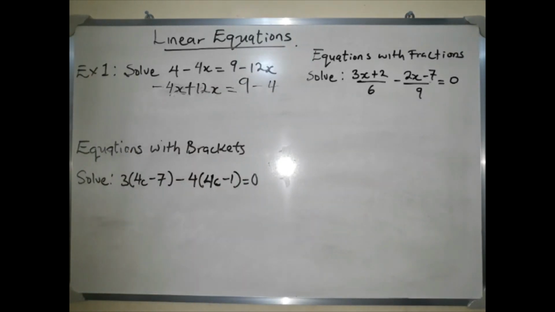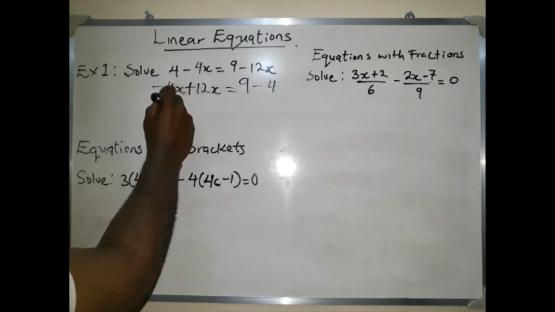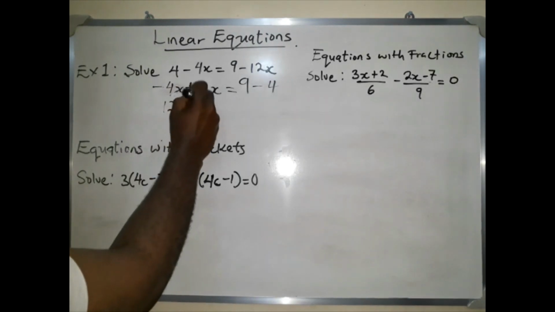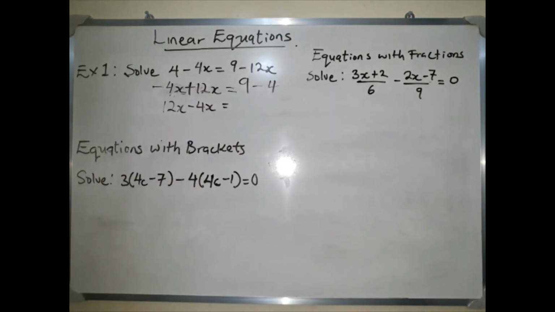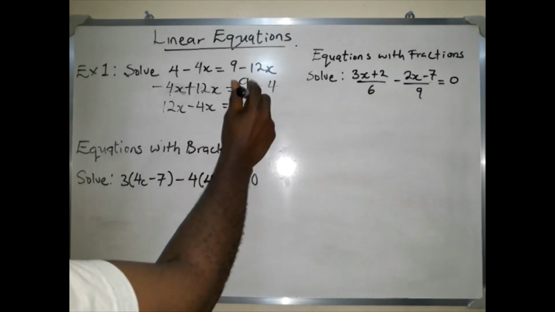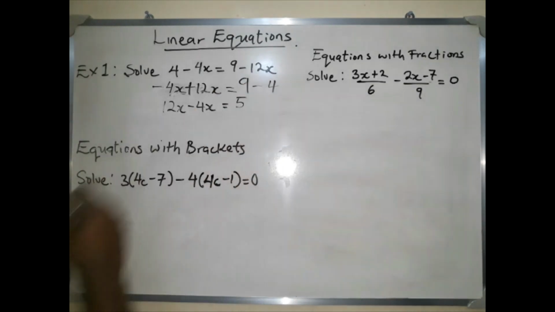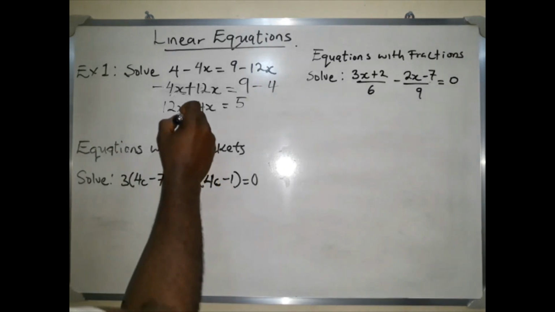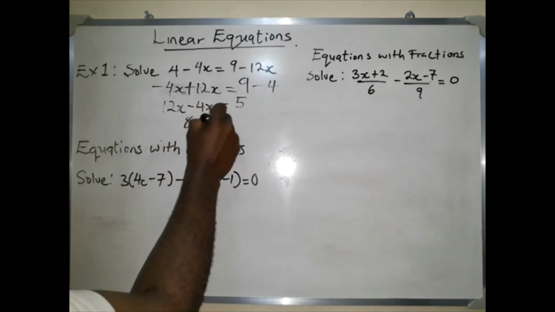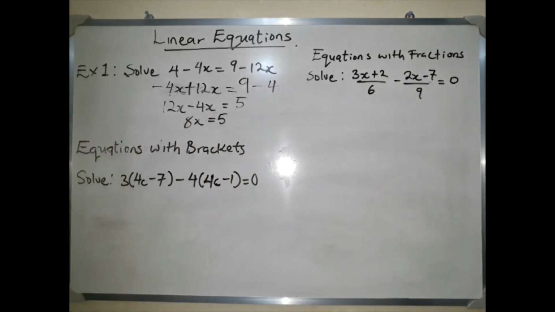Okay. So now we have minus 4x plus 12x. We can rearrange this to be 12x, which is positive, and minus 4x, which will give us 9 minus 4 is 5. So now when you say 12x minus 4x will give you what? 8x equals to 5. Now, you need to find the value of x.